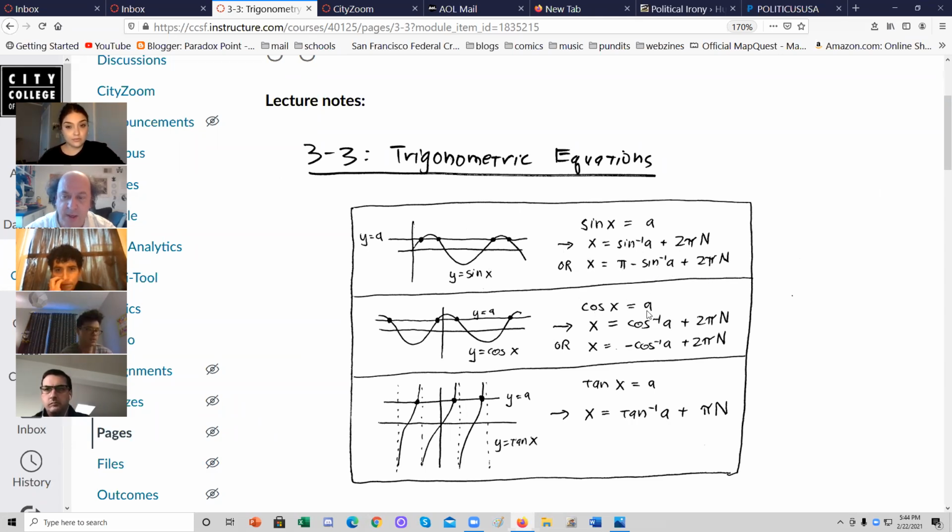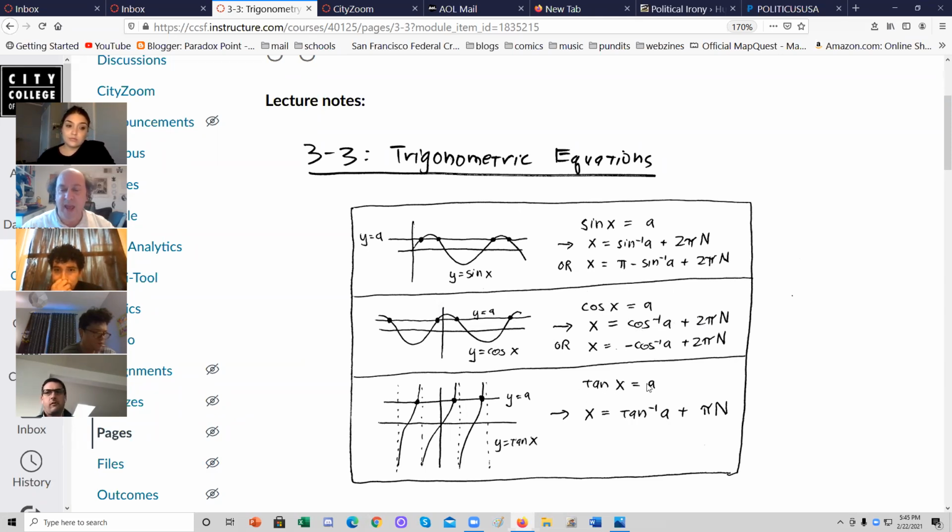For cosine x equals a, here's a cosine wave. Here's y equals a. This occurs at arc cosine of a. This occurs at minus arc cosine of a. And then you can add and subtract integer multiples of 2 pi. So cos x equals a means x equals arc cosine of a plus 2 pi n, or x equals minus arc cosine of a plus 2 pi n for some integer n.